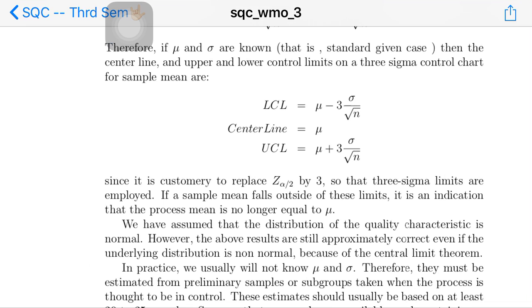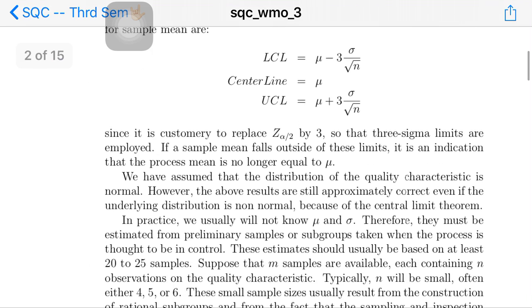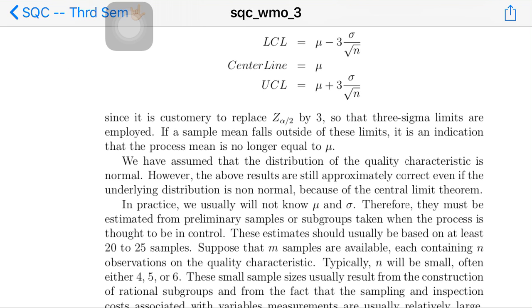That means the process is out of control. That is the usual interpretation of control charts. Okay, and you see, we have assumed the characteristic is normal. Even if the characteristic is non-normal, due to the central limit theorem, the same theory will be valid even if the characteristic is non-normal.